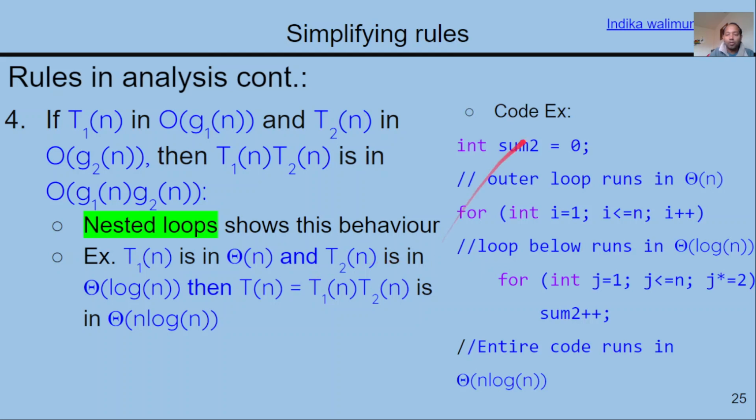All right. So here's a code example. The outer for loop runs big theta of n. And in this inner for loop, you can see that it's star equal. That means every time j gets doubled at each iteration, so this part runs big theta of log n. So for both for loops overall, it's the product of the cost functions. Basically, it's big theta of n log n.